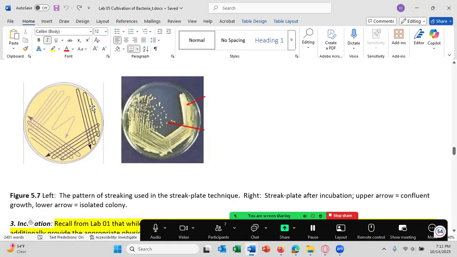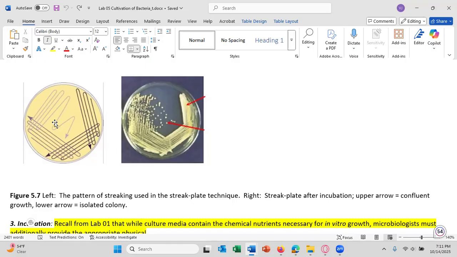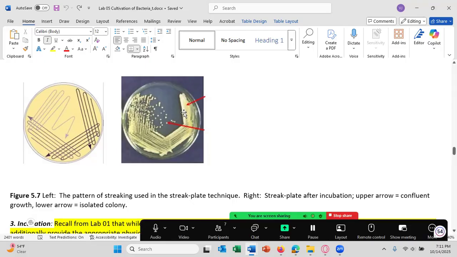If you were to put down isolated cells in quadrant 1 and obtain your isolated colonies in quadrant 1, what would you likely have in quadrant 3 or quadrant 4? What would you likely have in your streak? Would you have isolated colonies? Would you have a whole bunch of growth in quadrant 4 like here? Would you have isolated colonies there? What would you have in quadrant 4? No, you have the isolated colonies in quadrant 1.